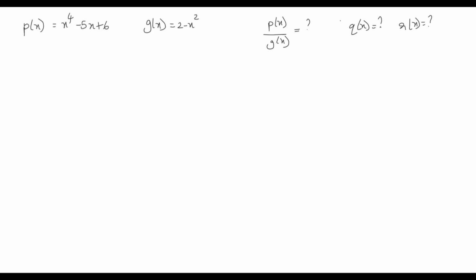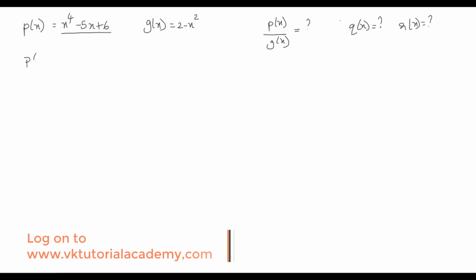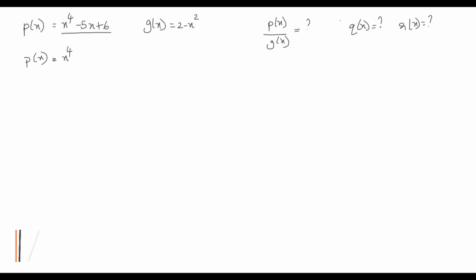Before doing that, we have to understand that this is not in order and there are certain terms missing. P of x should be written as x power 4. After x power 4, there should be an x power 3 term. Is there an x power 3? No. So you write 0x power 3. Is there an x power 2? No. So you put 0x power 2 and minus 5x plus 6. Even g of x is not in order and there are terms missing. So 2 minus x square will be written as minus x square plus, is there any x term? No, 0x plus 2. Now let's divide this using our long division method.